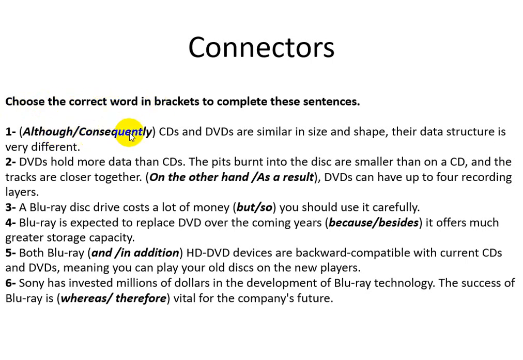Again, choose the correct connector. So you need to choose which one is it: although or consequently, okay? CDs and DVDs are similar in size and shape, so he's comparing here, isn't it? Although is the answer I would say, not consequently, because consequently is a consequence of something else. Something happened and then there's a consequence to it. Are a similar size and shape, the data structure is very different. Okay? So although, so now you cancel consequently, yeah? Now you do the same for the rest of these sentences.